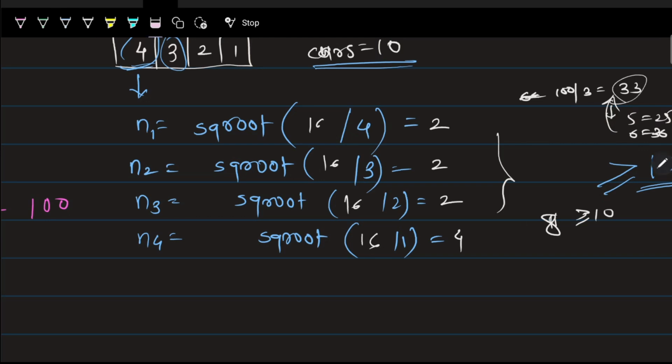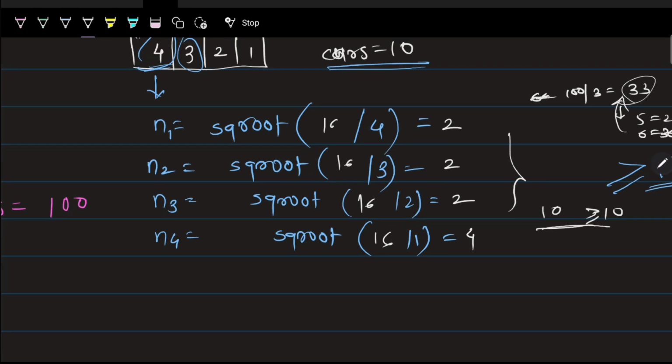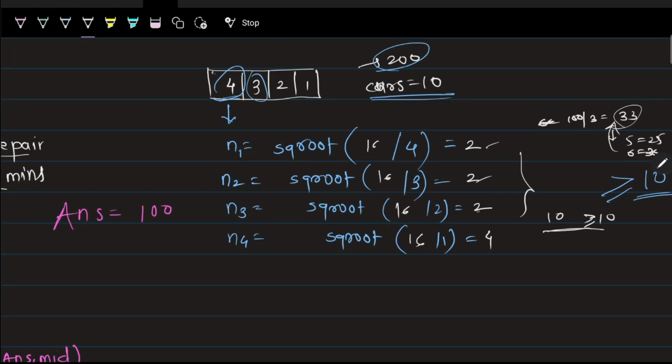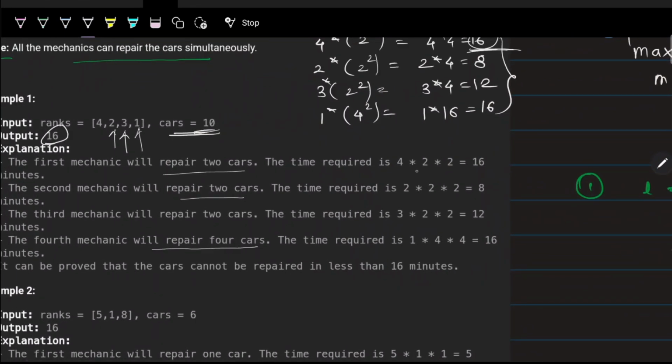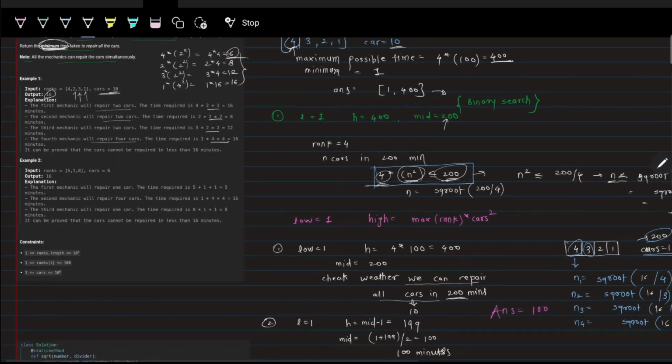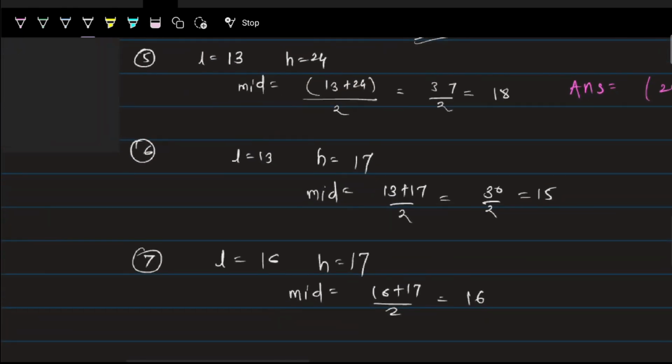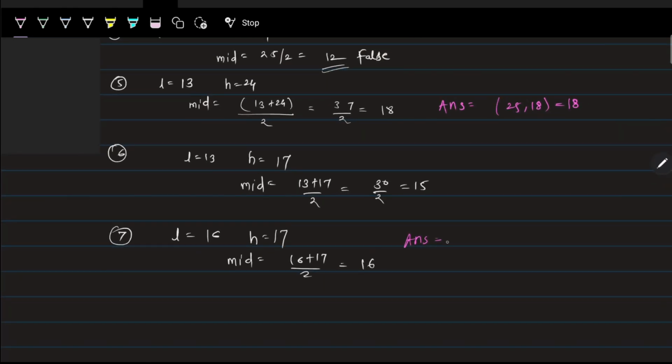So again, I am now getting 10, and 10 is greater than or equal to 10. So true. And if you observe 2, 2, 2, 4, this is something they have used in the test case, and this is what we have approached over there. I hope you are getting it, correct? So I got an answer. I will update my answer: answer equals minimum of previous value, comma, current value, that is 16 only, because previous value was 18.